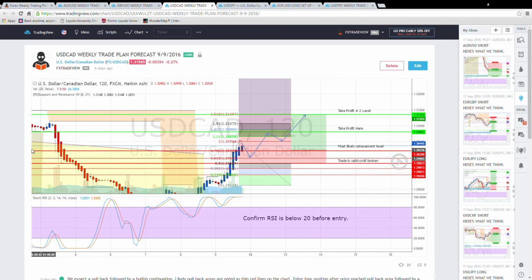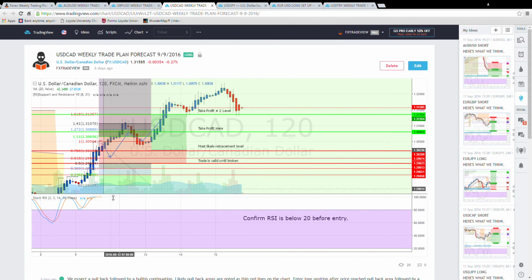Okay, this was the USD CAD. Same thing. We have two particular targets here. This one almost went exactly where we said here on the retracement. It never made its way back down, but this one pulled back down to this level and came up and took one target, took both targets. So that was just current too.